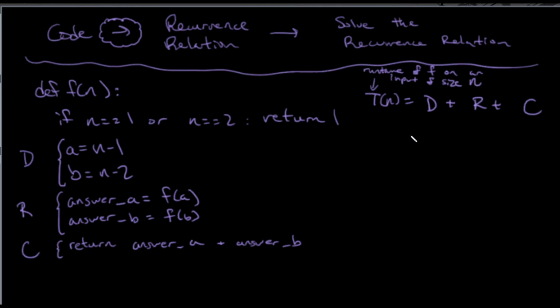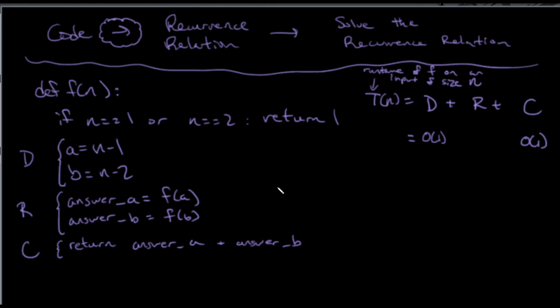So let's look at the runtimes line by line. These subtractions are both constant operations, so D is going to be O of 1. If we skip R for now, C, the time to combine, is just going to be the time to add two numbers, which is also going to be O of 1.